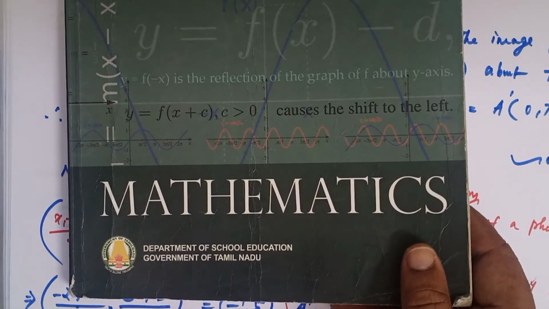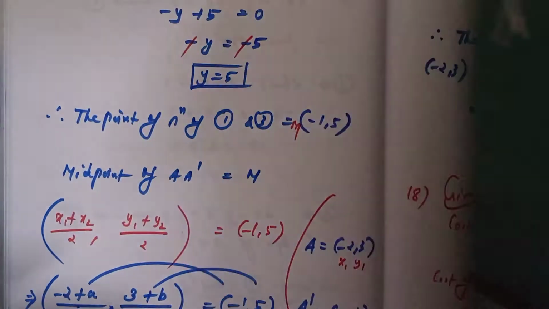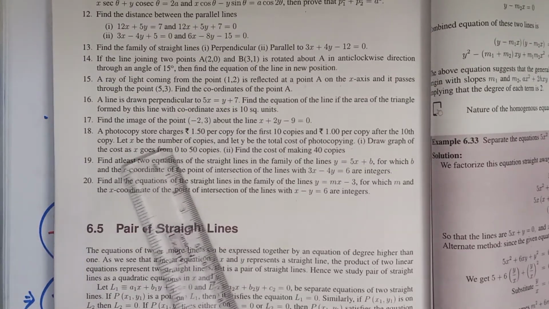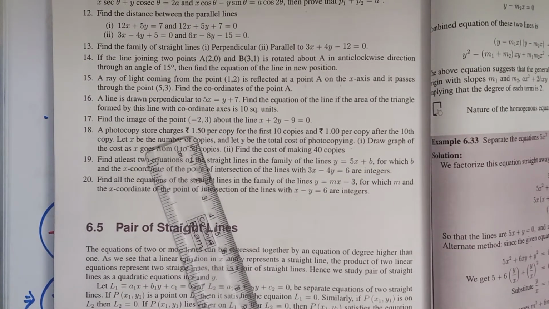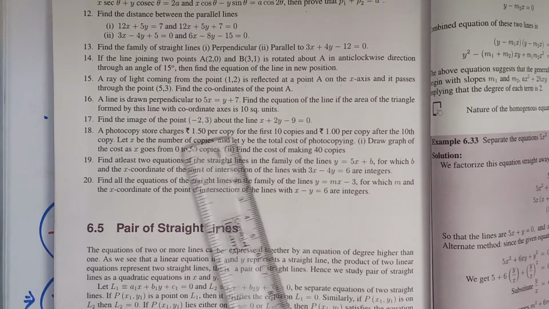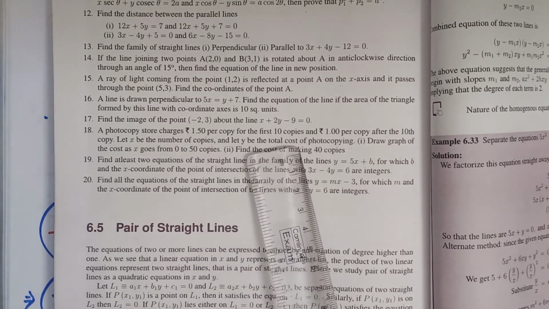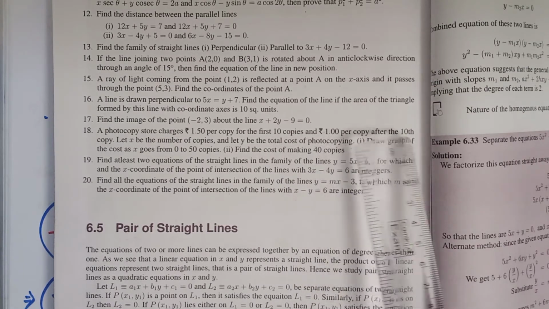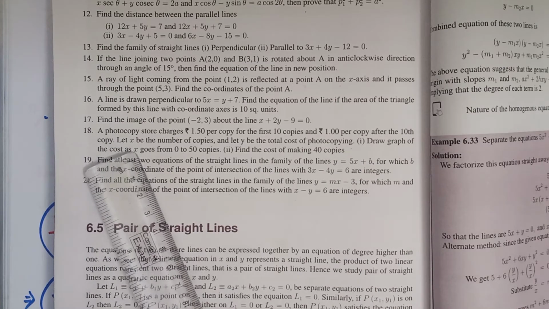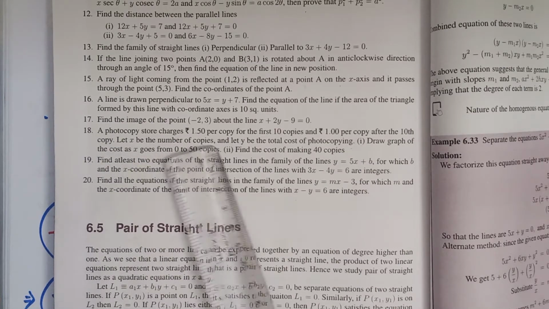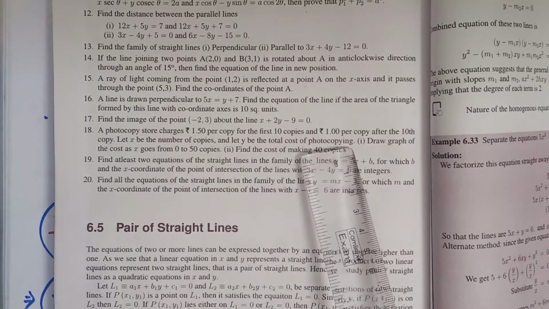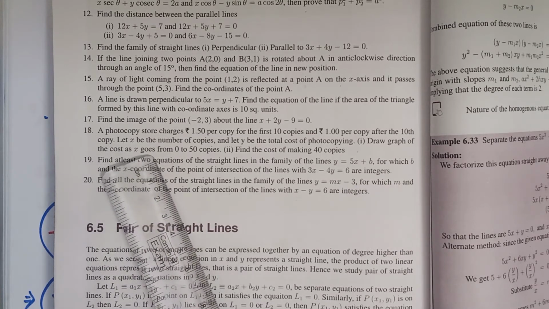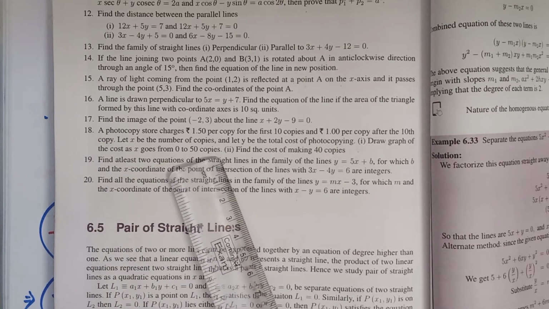11th standard mathematics, chapter number 6, continuation of exercise 6.3, now problem number 18. A photocopy store charges rupees 1.50, that is 1 rupee 50 paise per copy for the first 10 copies and rupee 1 per copy after the 10th copy. Let X be the number of copies and let Y be the total cost of photocopying. Then draw the graph of the cost as X goes from 0 to 50 copies.